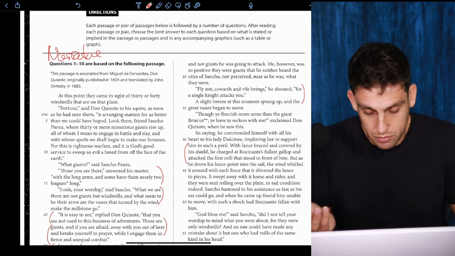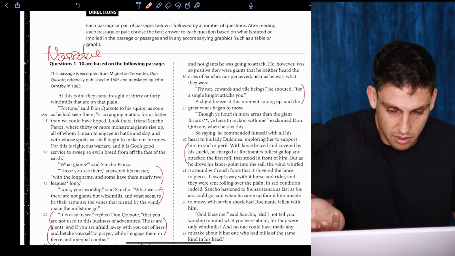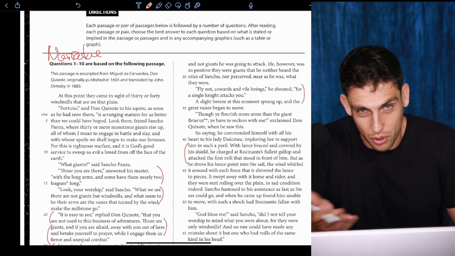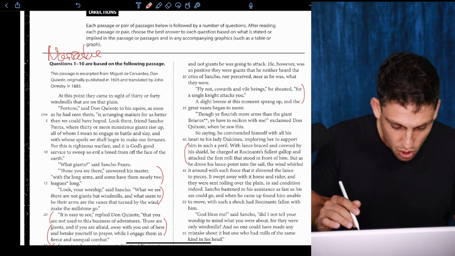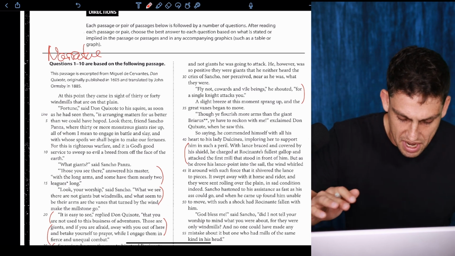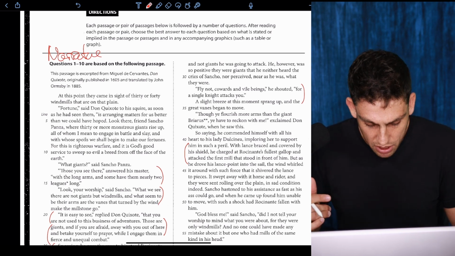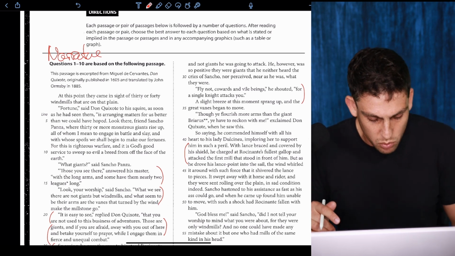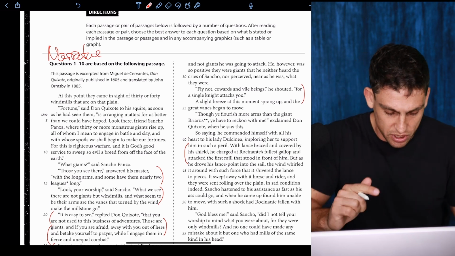Okay, we're finding some windmills. I don't know, I have no clue what's going on. So let's just keep reading. "Fortune," said Don Quixote to his squire, as soon as he had seen them, "is arranging matters for us better than we could have hoped. Look there, friend Sancho Panza."